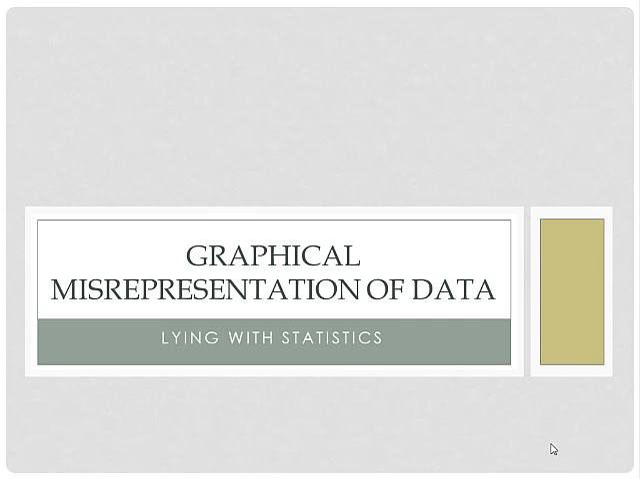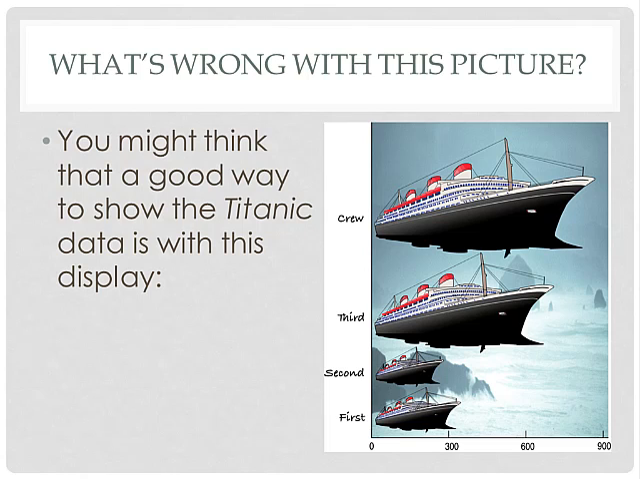Okay, in this lesson we're going to look at graphical misrepresentations of data, otherwise known as lying with statistics. So here's a graph here. These are called pictograms. You'll see a lot of these in newspapers like USA Today and such. Very rarely would you see something like this in a professional journal. And many might think this is a pretty good way to show Titanic data, with this sort of display.